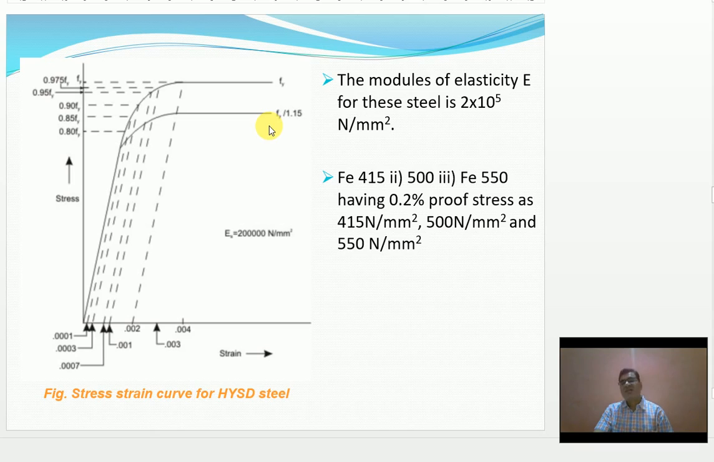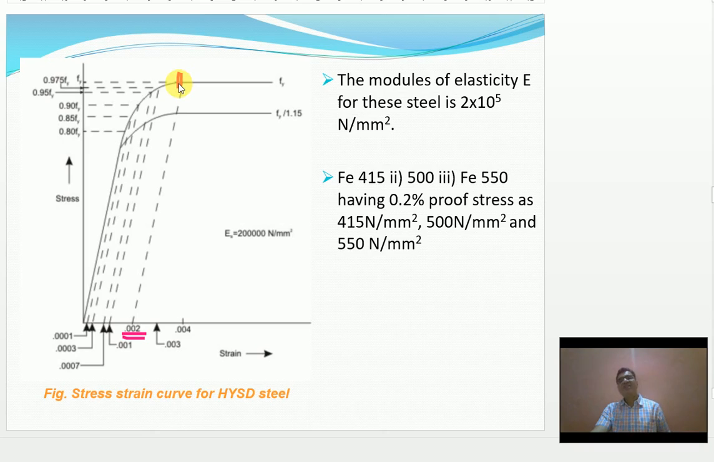But as I told you, there is no fixed yield point here. Then how do we consider the yield point or the stress to be used? One procedure you have to follow: draw a line parallel to the initial curvature from 0.2% strain. 0.2% means 0.002. So this is the value 0.002. This dotted line is parallel to the initial curvature. This line cuts the stress strain curve at a point, and that stress is called 0.2% proof stress.